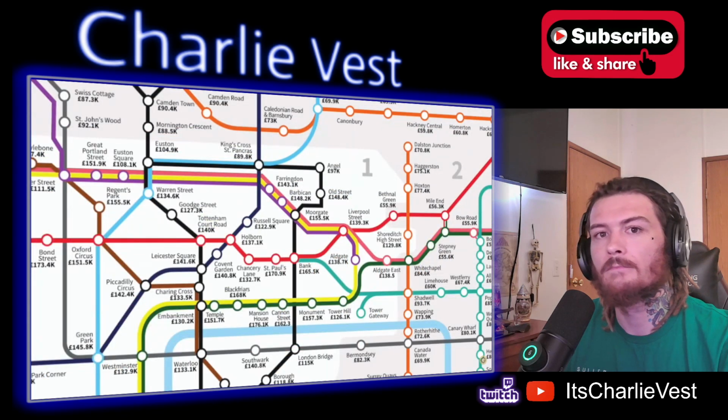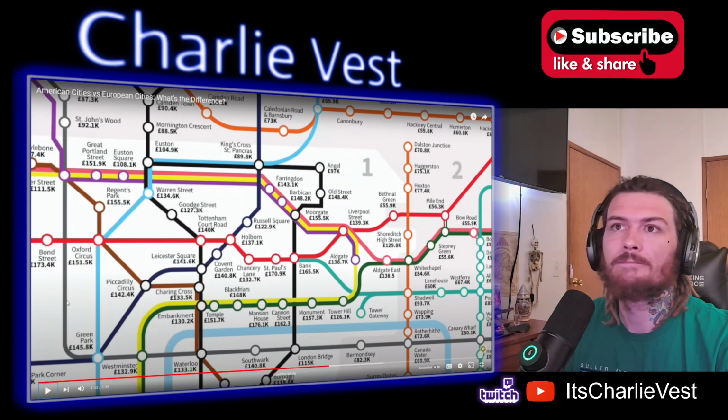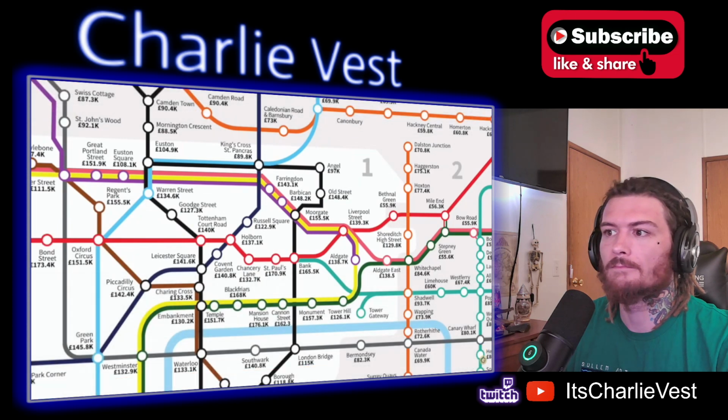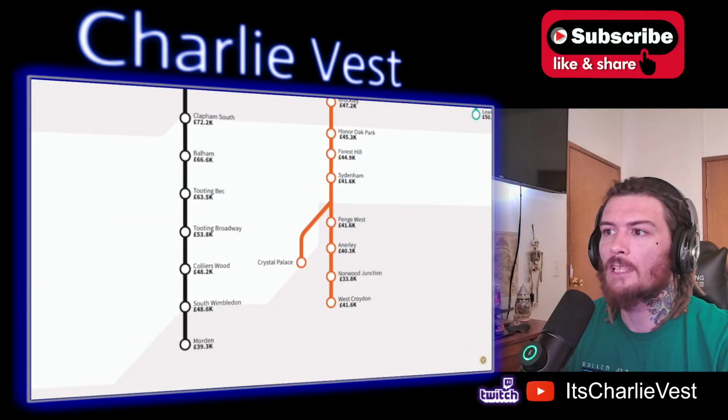Take a look at this map of the London Underground, which shows the average income of the neighborhoods that use each stop. Big change. I mean, that's a big drastic difference right there. The highest incomes are at the center of the city, and the lowest incomes are at the farthest stops from the center. Really.